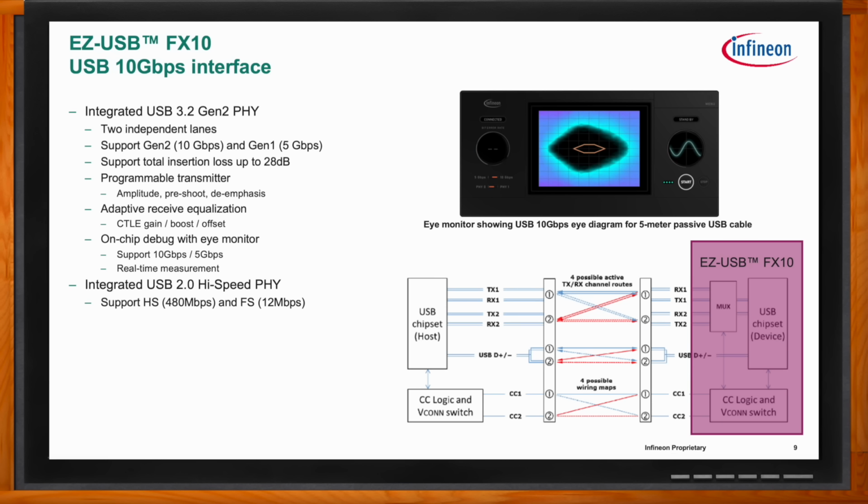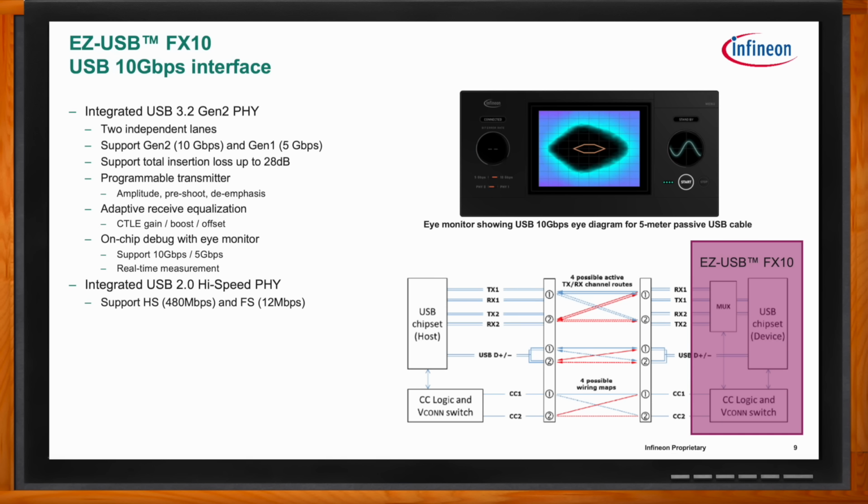In this picture on the upper right, we see the eye diagram generated from the FX10. This is the connection at 10 gig speed over a 5 meter passive USB cable. You can see that compared to the mask, there's still a lot of margin, and you can see how well this USB PHY performed at high speed over a longer cable.